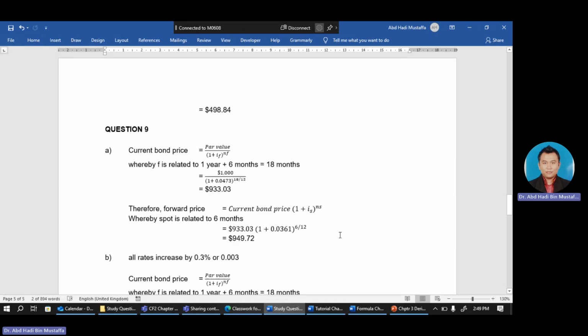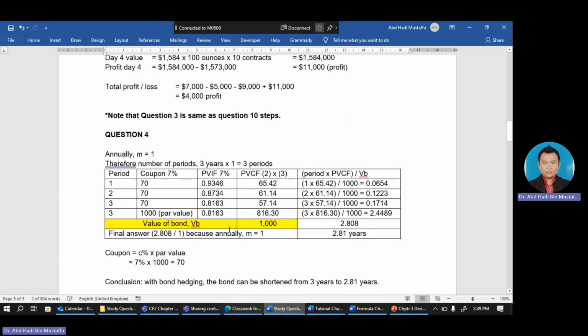Same with the case above. The bond is 3 years, and your answer is 2.81. That makes sense, because the answer must be less than the original number of years. The purpose of hedging is to reduce the duration of the bond, because it is debt: the shorter, the better. So if you get more than 3 years in this case, there must be something wrong somewhere in your working. So that is how you do it.